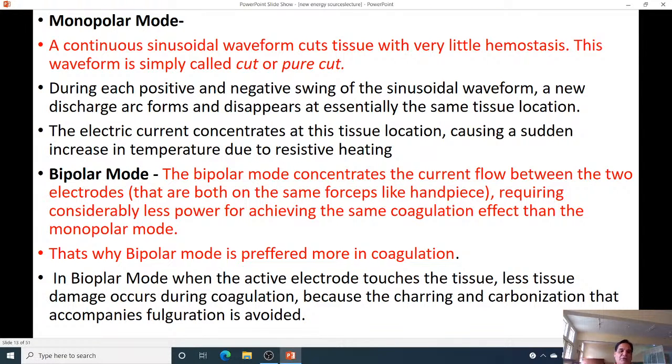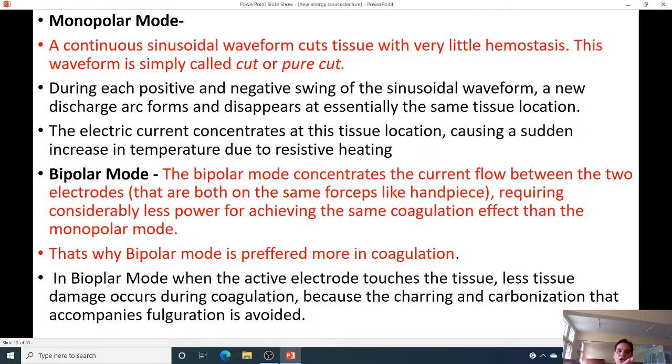So we have considered two types of electrical source. First is monopolar, another is bipolar. We will discuss both. Again, in monopolar, continuous sinusoidal waveforms will cut the tissue with very little hemostasis. Remember, whenever you cut, hemostasis achieved is less. So don't rely on cutting for hemostasis, because it is called a pure cut. Continuous sinusoidal is a pure cut, not a blended cut. In blended cut, you get cutting as well as carbonization.